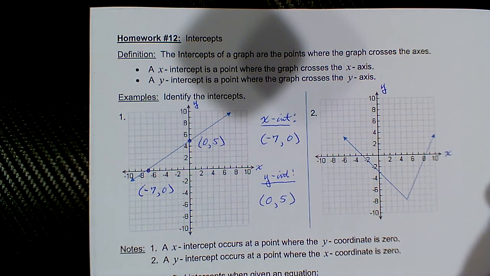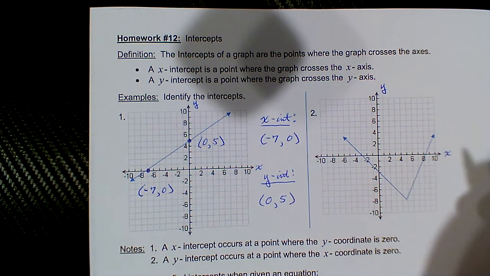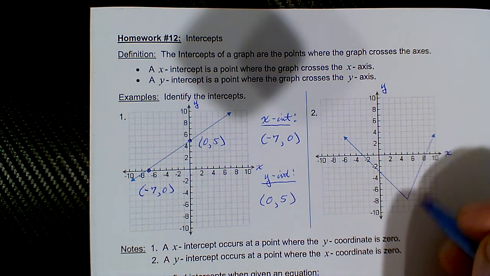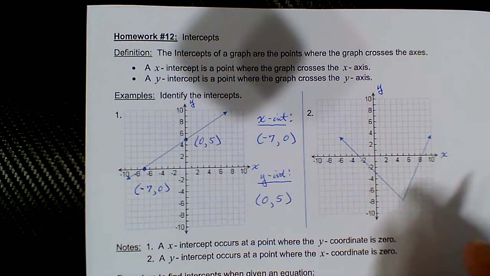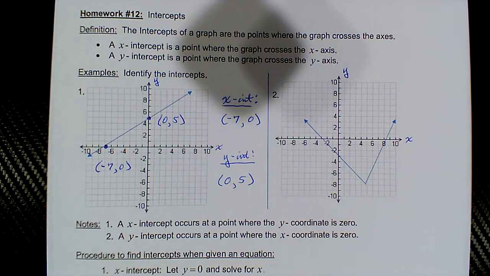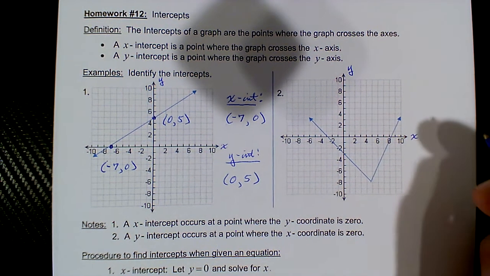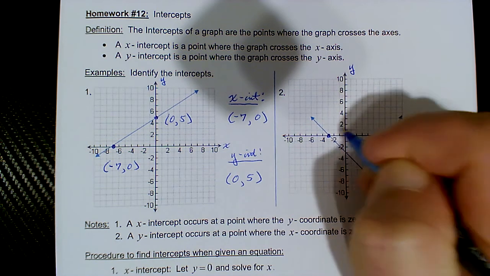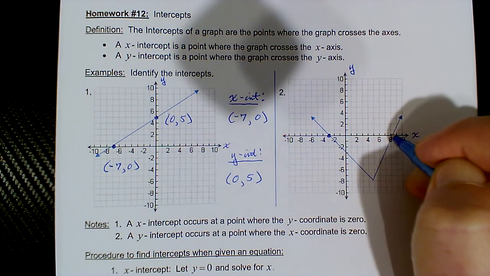Here's a situation where this is what we call a piecewise function. Nothing to really worry about. You're just concerned about the intercepts at this stage. If we go for the x-intercepts, it looks like there are two of them: this point here and this point right here.